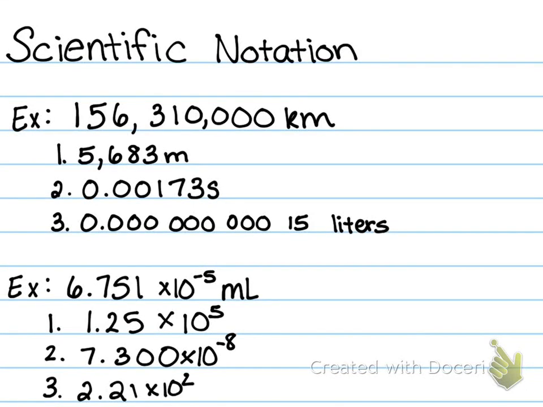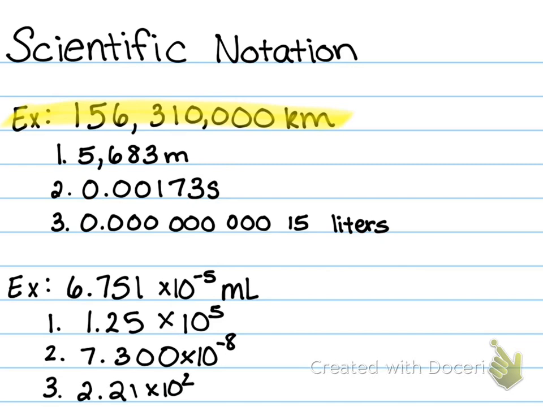This is a review of how to put numbers into scientific notation and take them out of scientific notation. So the first set of problems we have here gives us an example. It says that we have 156,310,000 kilometers. Since this is a very big number, it would be more convenient to write this in scientific notation than rewriting it multiple times and possibly even writing the incorrect number by copying it wrong.